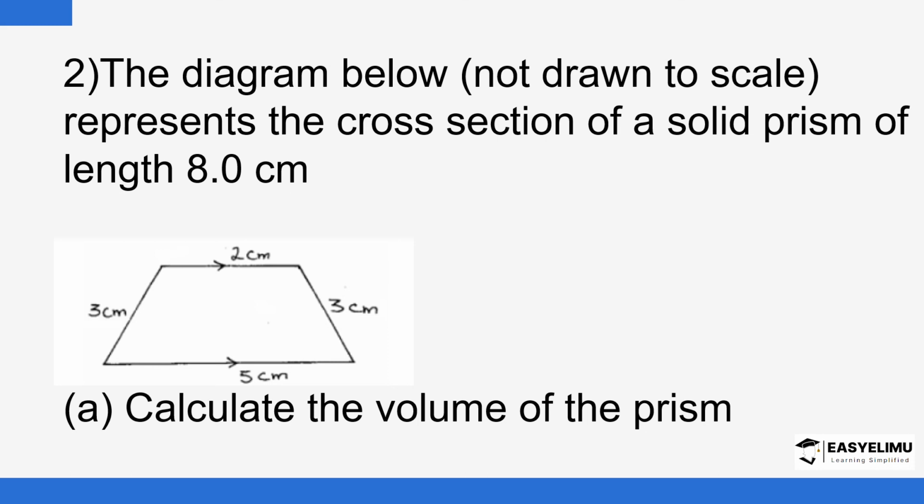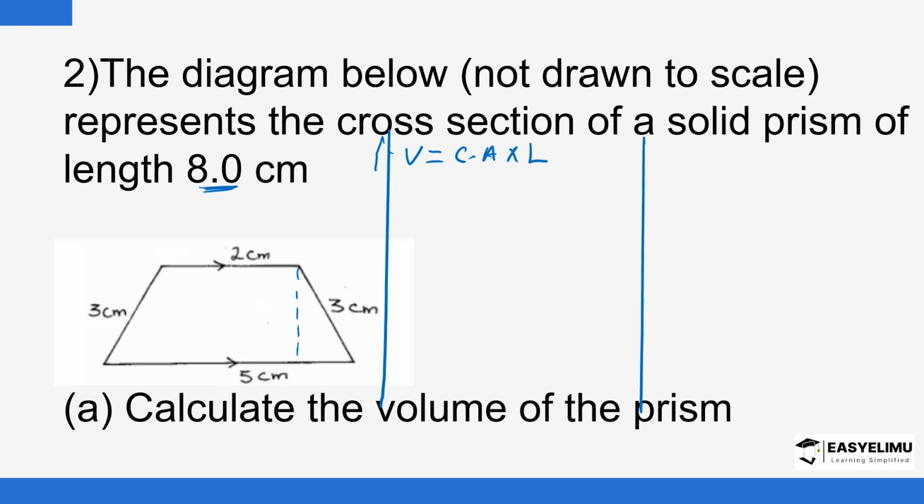Now for the next example, we only have the cross section, which is trapezoidal. So it's a trapezium, and you need to find the area of a trapezium. The formula still remains: volume is given by cross-sectional area times the length. The length is 8. What I need to find is the cross-sectional area, but the challenge is that now I don't have the height. So how do I find this height?